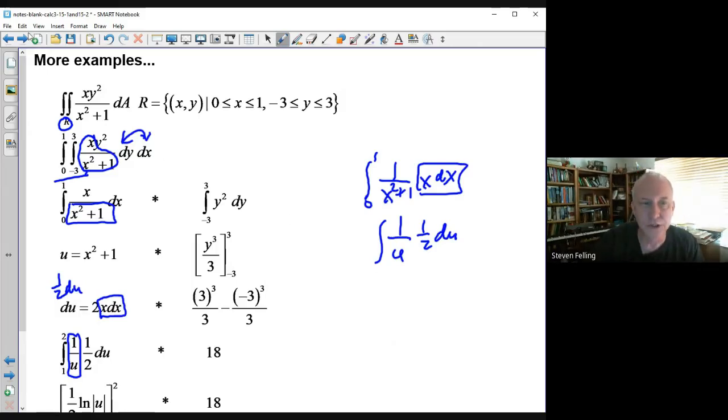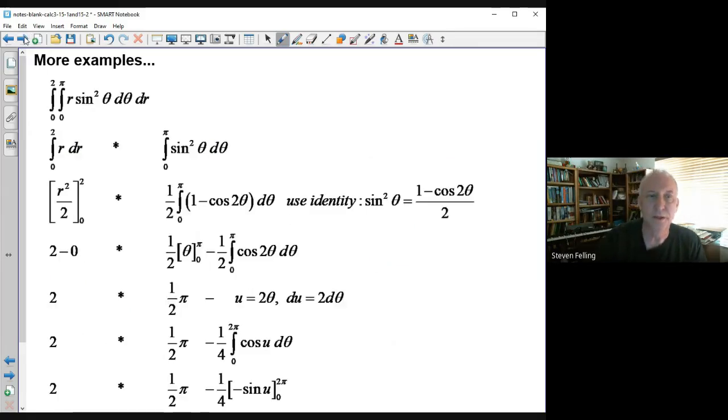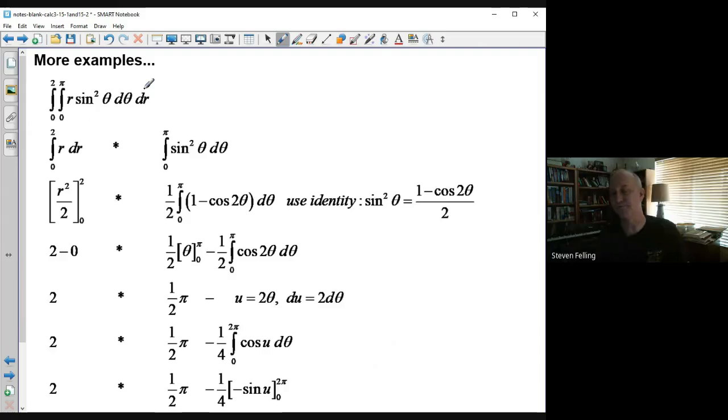Okay, let's do another example. The integral from 0 to 2, 0 to pi of r sine squared of theta, d theta dr. So we have two variables here, r and theta. This is something that will come up later when we talk about polar coordinates. We'll talk about that more fully later. But right now, if they give you this with limits of integration, you can just treat the r and the theta as variables, the same as if they were x's and y's. Later we'll talk about the geometric meaning of this and how that helps in certain kinds of regions.